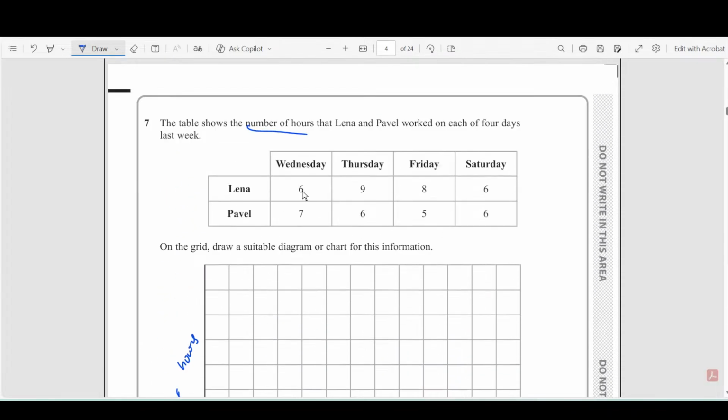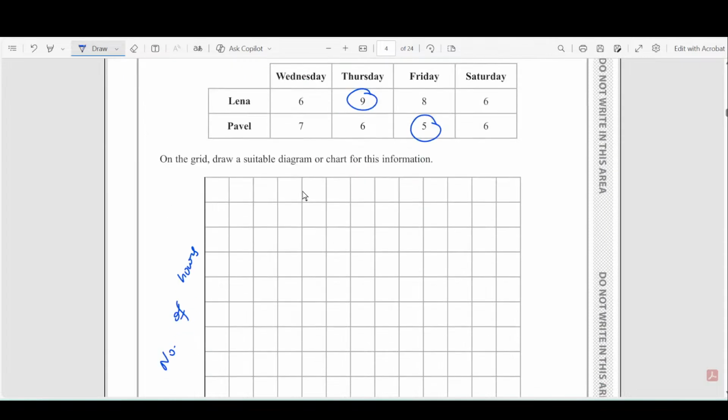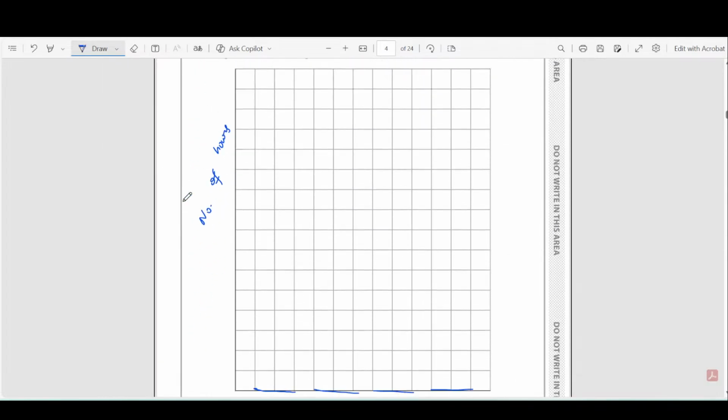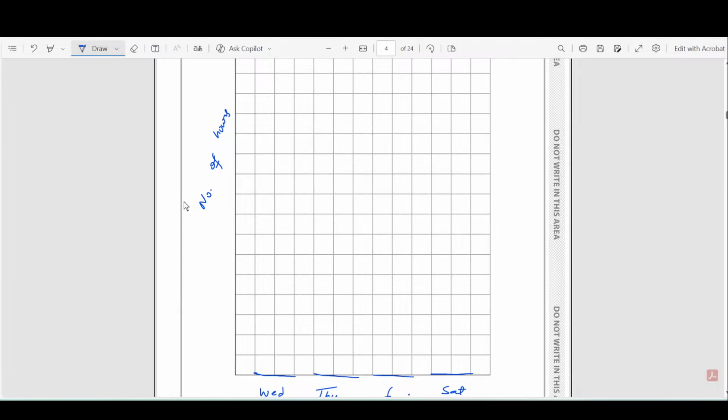First, you check the smallest number is 5 and the largest number is 9. Accordingly, we set the values on the y-axis, right? So smallest is 5 and biggest is 9. So we can start with 0, 1, 2, 3, 4, 5, 6, 7, 8, 9, and 10. Let's keep it till 10.